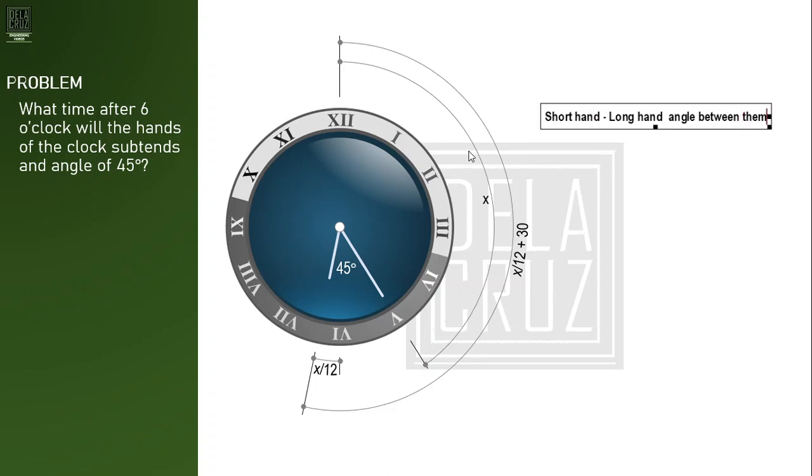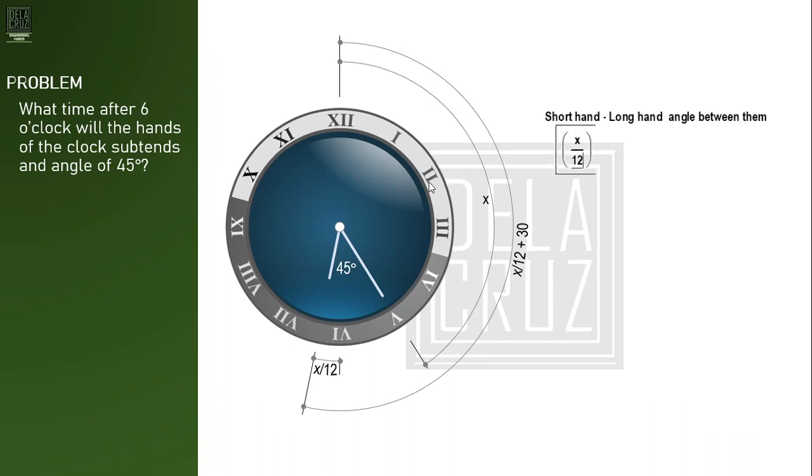So, as you can see, the shorthand run is equivalent to x over 12 plus 30. Again, kahit saan ka mag-base, okay lang. But ako, nasanay ako i-base always yung dalawa from the 12 o'clock mark. So, that would be x over 12 plus 30. That would be our shorthand run.